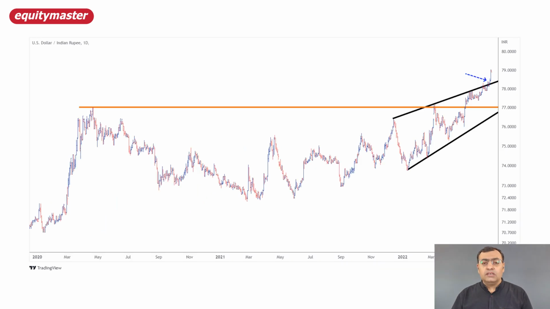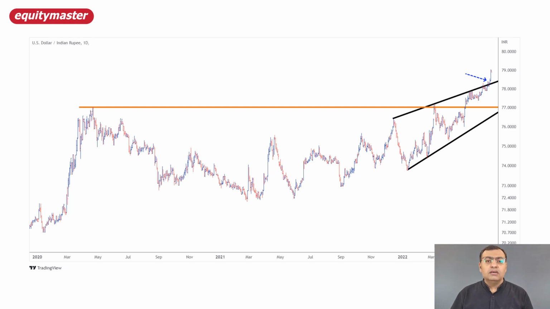Looking at the daily chart over here, the orange line, which is around 77 and a half levels, broke out, and we have seen a fast and furious move towards higher levels. Now, if you look at the black lines over here, this is known as a rising wedge structure. The rising wedge structure is a bearish structure as per technical analysis. But if you look at the arrow which has been marked, the prices have broken out above the structure now, and basically it has failed the bearish rising wedge.